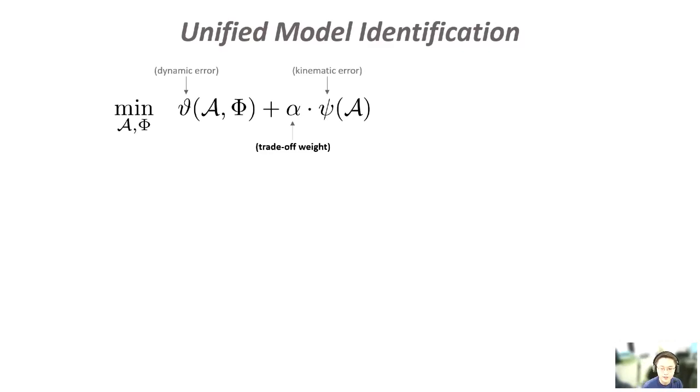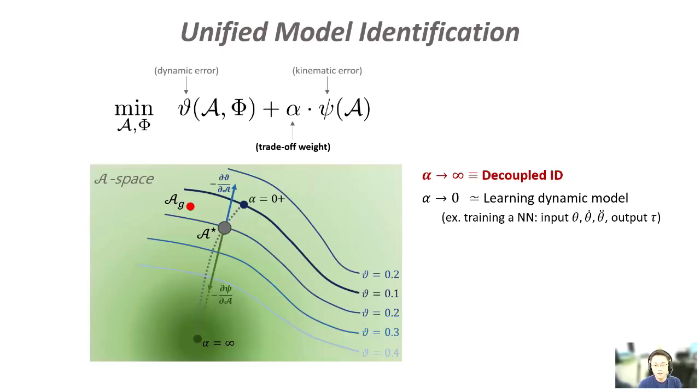Then we can now use the dynamic error to adjust the kinematic parameters properly, which is not possible in the decoupled methods. Because alpha indicates the weight for the kinematic error, the dynamic error becomes less important, and the kinematic error becomes more dominant as alpha increases, and vice versa. It is well described by this conceptual picture.